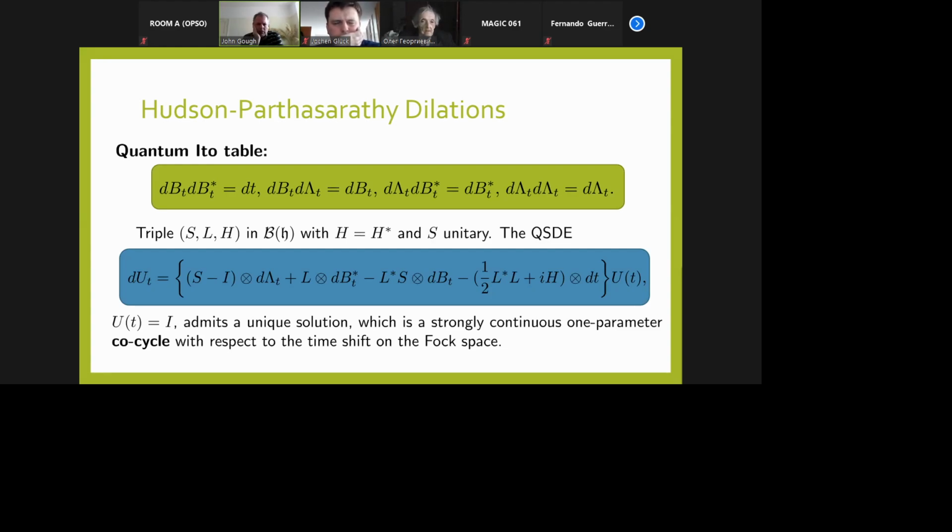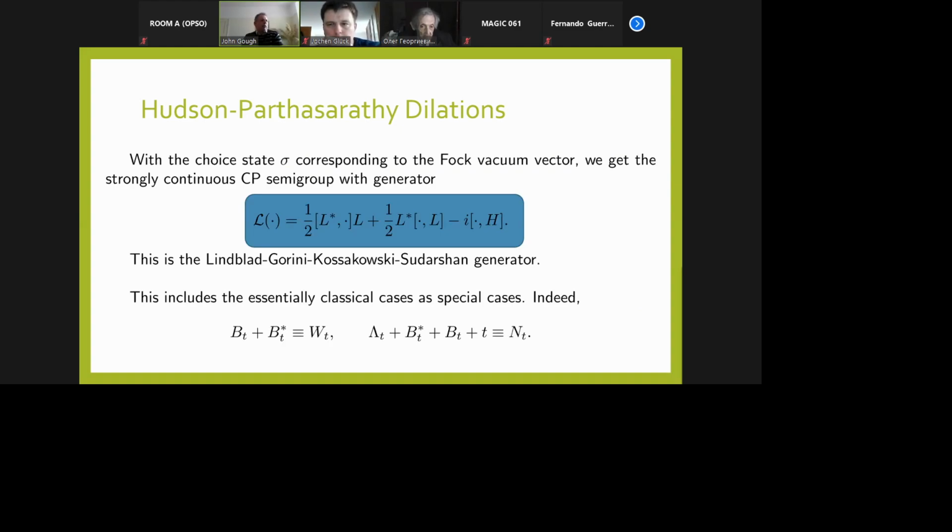And we've heard about cocycles already this morning from Professor Arcadi. It's a cocycle specifically with respect to the time shift on the Fock space. So again, we think of the one particle space of the Fock space as L2 of R plus. So that's functions of positive time, but we can also shift these functions forward in time as well.